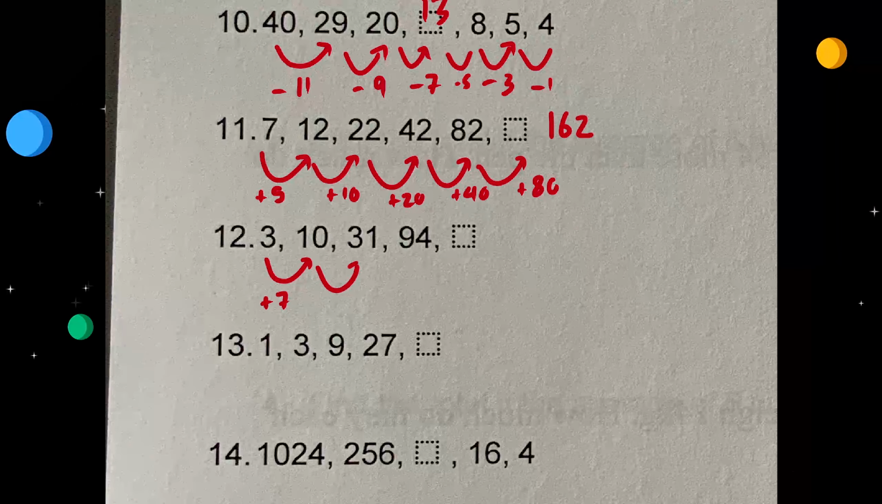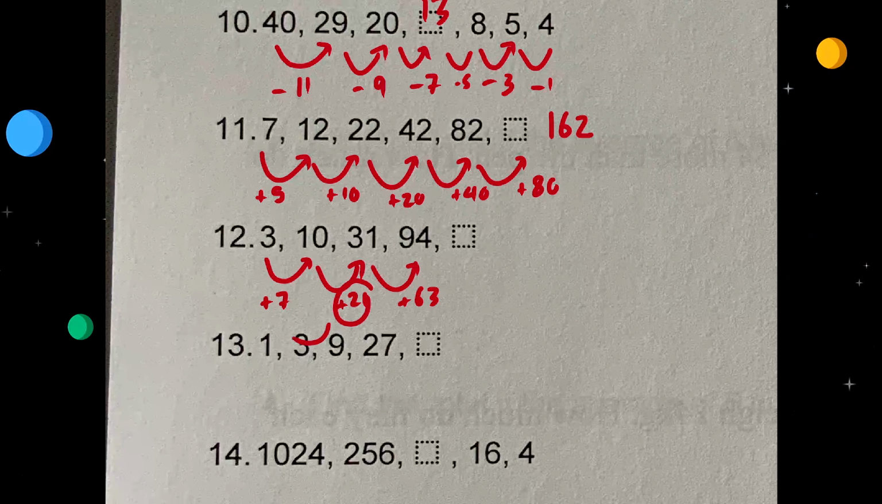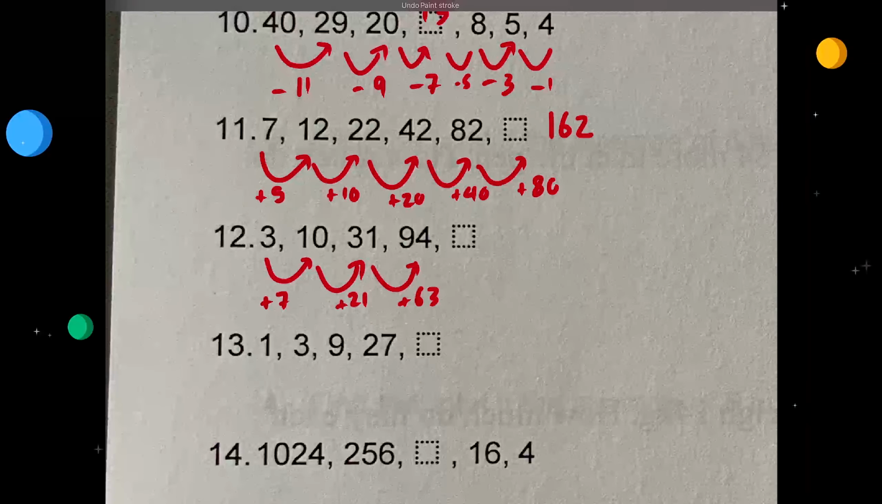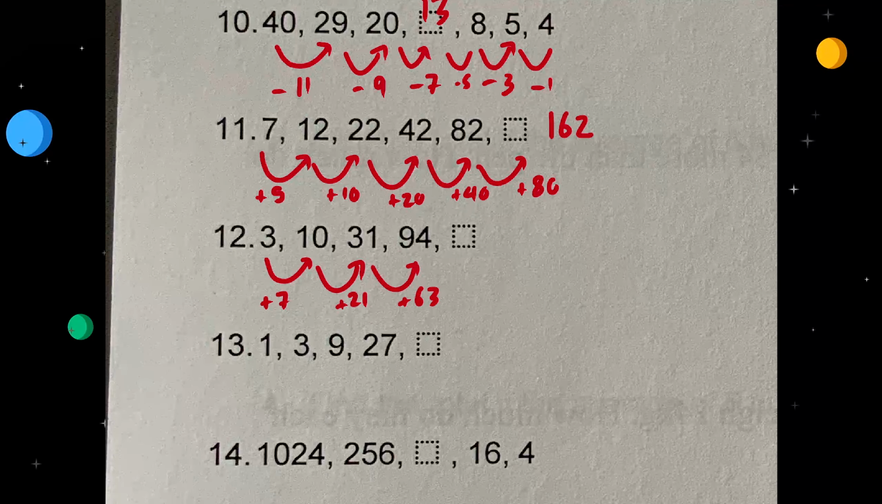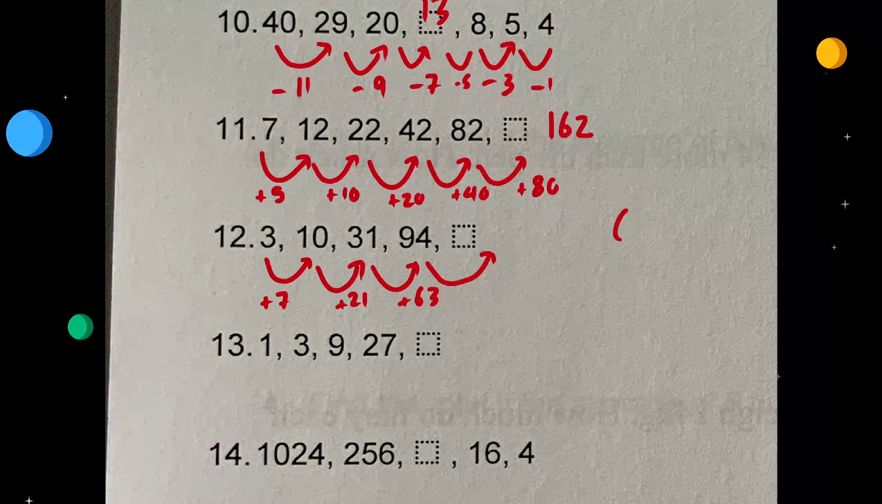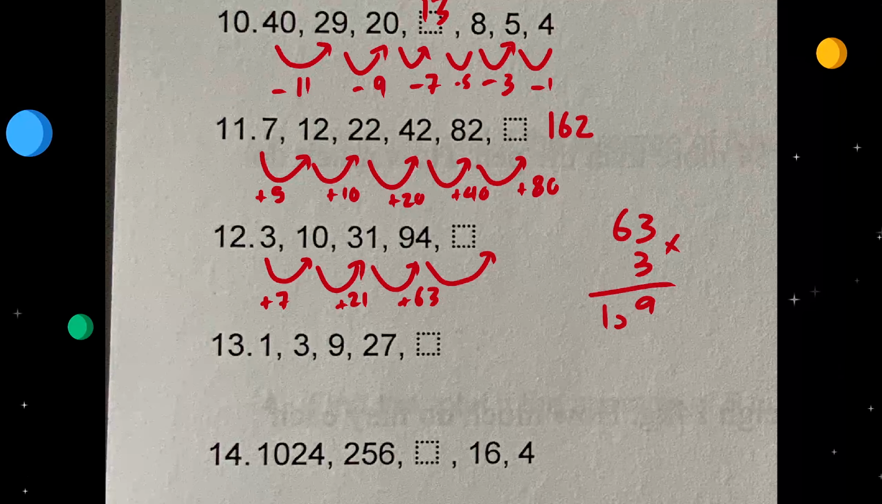Okay. Next one are cube numbers. So this one is 1 cubed, this is 2 cubed, 3 cubed, and then wait, hold on. No, my mistake. These are not cube numbers. Just multiply by 3. Multiply by 3, multiply by 3, and then multiply by 3. And then obviously you multiply by 3 again, you get the answer.